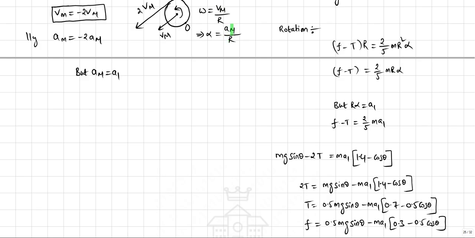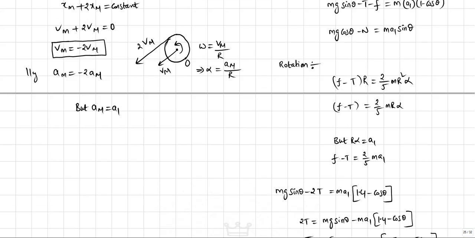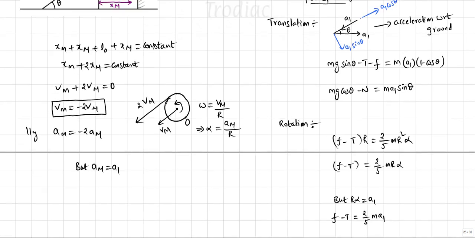A capital M is nothing but a1. We assume the acceleration of the wedge as a1. So R alpha equal to a1. That gives F minus T equal to 2 by 5 m a1. Now if we add these two equations, this equation and this equation, friction will get cancelled.